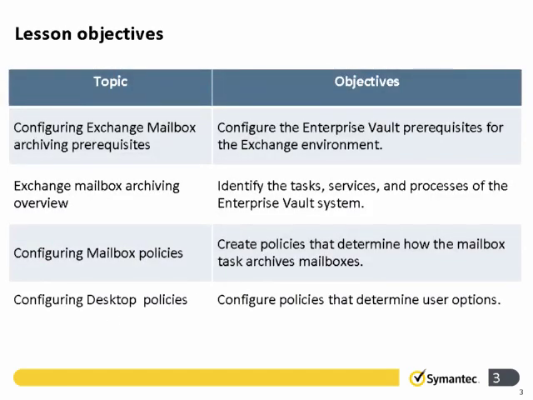In Lesson 5, we're going to go through and look at configuring the Exchange mailbox archiving prerequisites. We're going to do an Exchange mailbox archiving overview so that we can identify the various tasks, services, and processes that the Enterprise Vault uses for archiving the Exchange environment. We'll look at configuring our mailbox policies and determine what all goes into a mailbox policy, what all is available for configuration. And then we'll go through and we'll look at the desktop policies that are configurable as well. We will be revisiting the desktop policies in later lessons when we get into customizing the client application lessons.